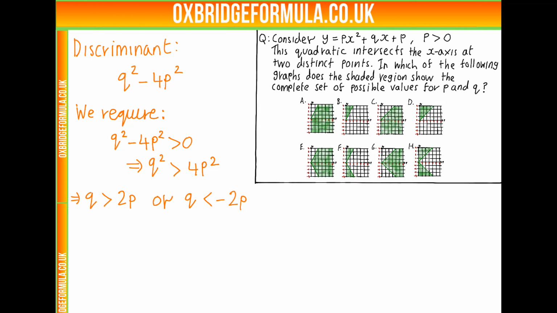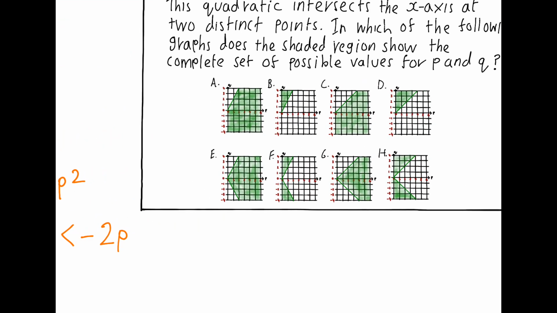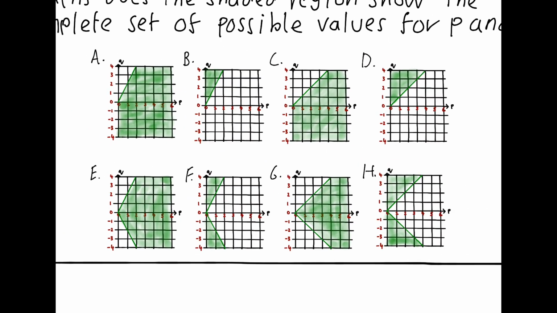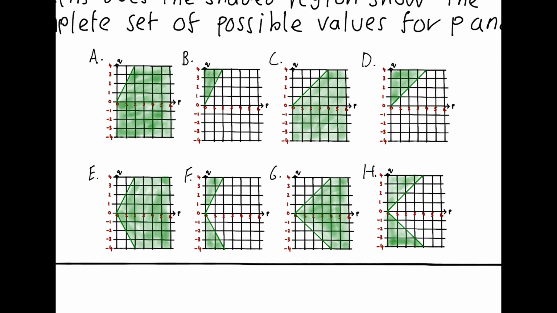So now we've just got to look at which of our graphs corresponds with this. So let's zoom in on our possible graphs. So we're looking for q equals 2p and q equals minus 2p as lines, which we see appear in E here and F here.